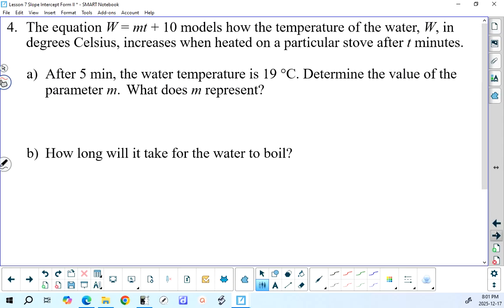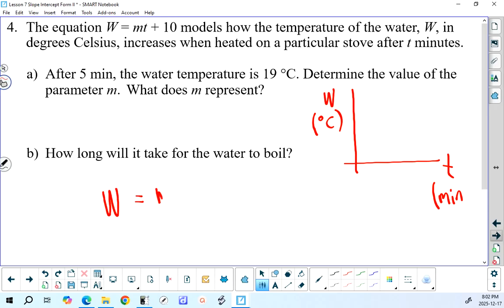Let's take a look at number 4. The equation W equals mt plus 10 models how the temperature of water, W. So I think it's useful to just sketch a graph and put W here. Well, we won't even sketch it yet, but draw the axes, and T here. So W is the temperature of the water in degrees Celsius, and T is the time the water is on the burner or the stove in minutes. And I just want to write the equation down here where I can write it a little bigger and refer to it.